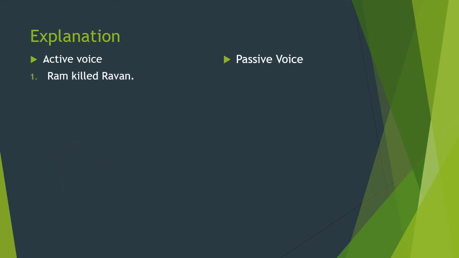First example, Ram killed Ravan. Subject and object is to be exchanged. Killed is in past tense. It is changed to killed again. It is also in past participle also. It is preceded by the to be form of was. Because in active voice, killed is in past tense.